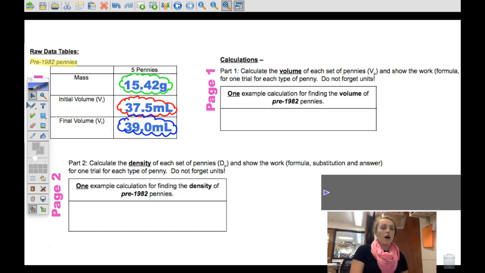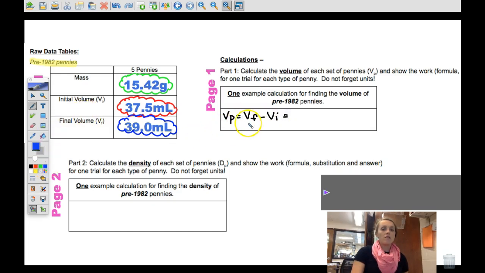After you had your raw data table signed off by one of the teachers in the room, you are required to do calculations for volume. So remembering back to our introduction to mass and volume reference sheet, in order to find the volume using water displacement, we have to use subtraction. So in this case, the volume of the pennies is equal to my final volume minus my initial volume.